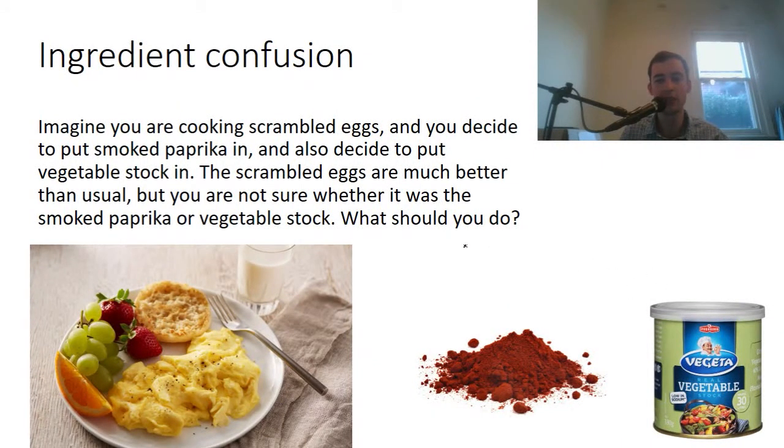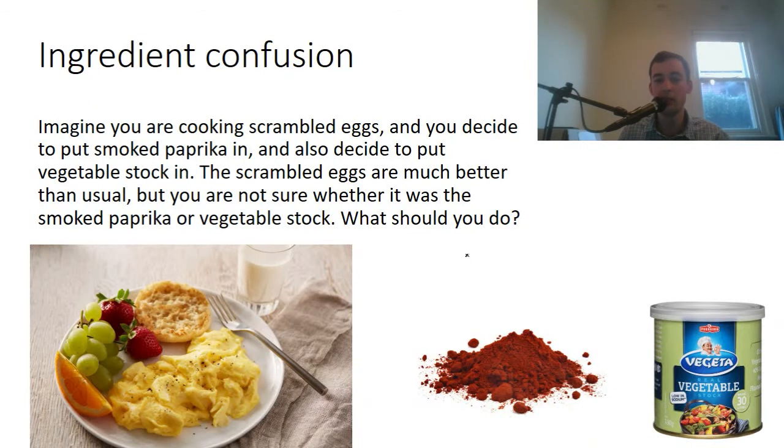It's like another spice. The scrambled eggs are much better than usual, but you're not sure whether it was the smoked paprika or the vegetable stock. And the question is, what should you do next? How can you do it? How can you work out whether it's the smoked paprika or the vegetable stock or both?